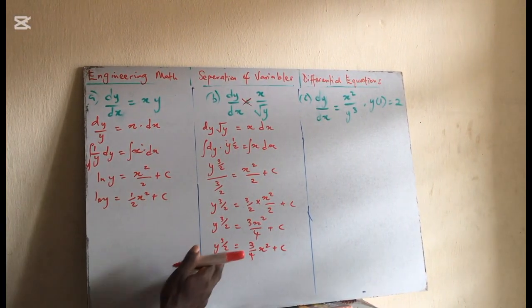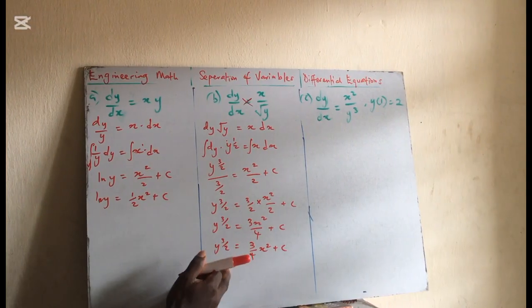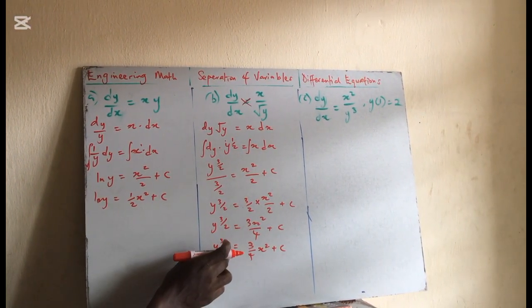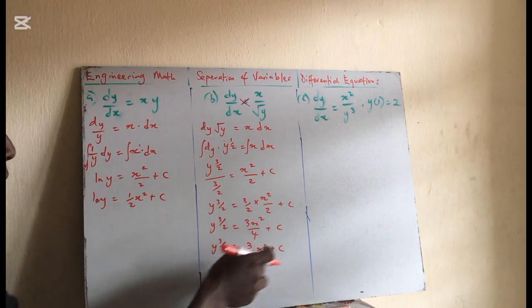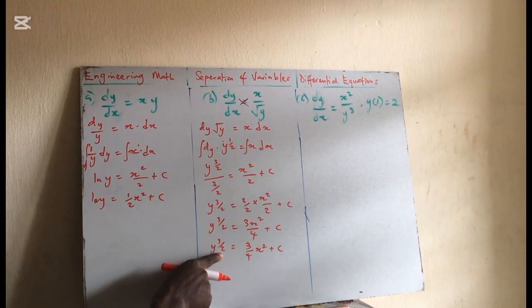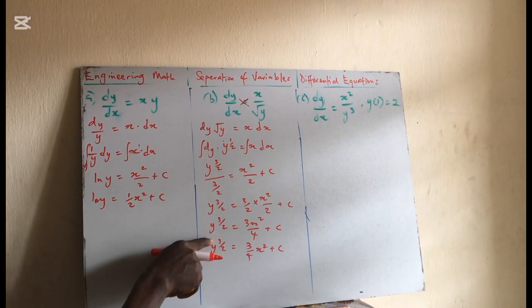It doesn't stop there. You want to isolate y, right? Y is the main function that must be alone. So this power, if it is coming here, it will flip. You know, this is carrying the root of 2 and the square of 3.